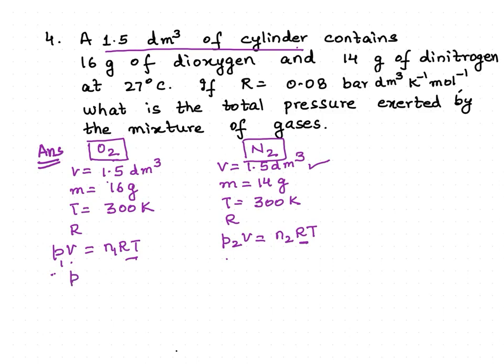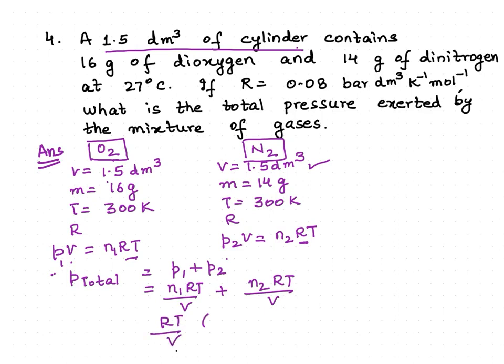We know that the total pressure that will be exerted would be the sum of the partial pressure of the two gases, right? So I can just put it as N1 RT upon V plus N2 RT upon V. So RT upon V can be taken as constant, times N1 plus N2. Got it? So now simply substitute the values.